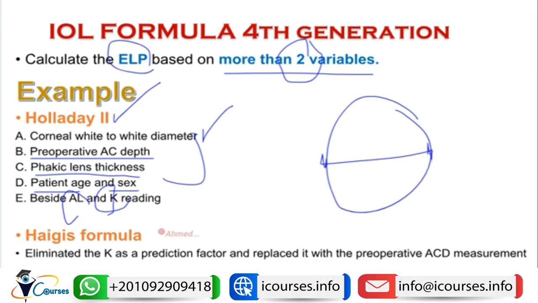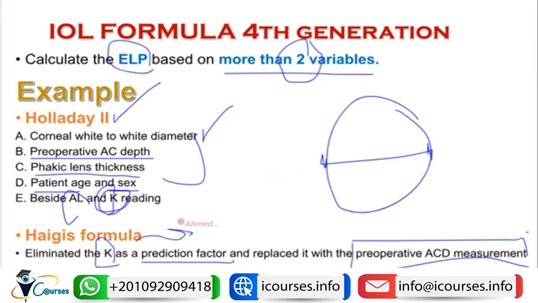The other formula for the fourth generation will be the Haigis formula. The Haigis formula eliminates the K reading as a prediction factor and replaces it with the preoperative anterior chamber measurement. So the preoperative K reading is no longer a factor in determination of the power of the intraocular lens.